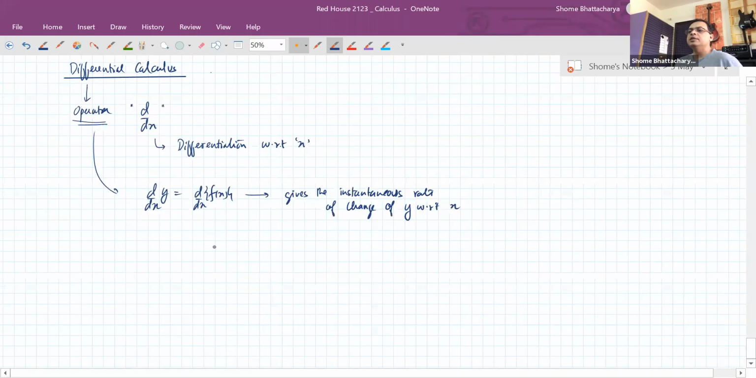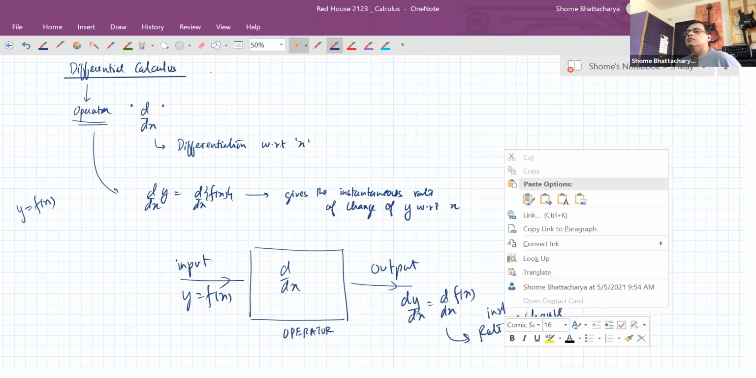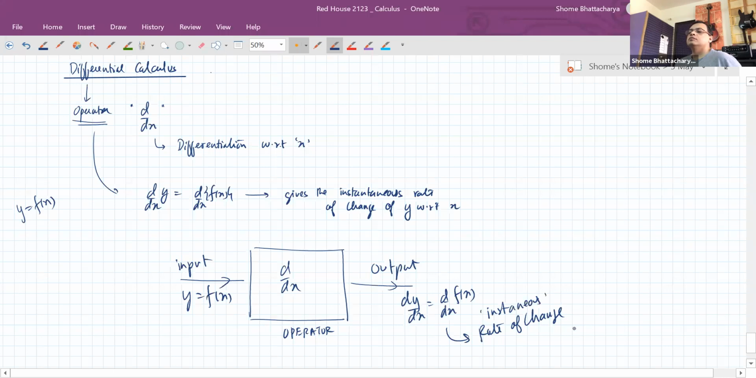So this is the symbol for the operator d by dx. And when we operate it on y, where y is some kind of function of x, the output that the operator gives is the instantaneous rate of change. Now you can think of it like a box which does an operation. So it's an operator. Now, when we input the quantity y equal to f(x) into that operator, what output does it give us? It gives us dy by dx, or the differentiation of the function f(x). And what is this actually? It is the rate of change, the instantaneous rate of change. It gives us the value which is the instantaneous rate of change.